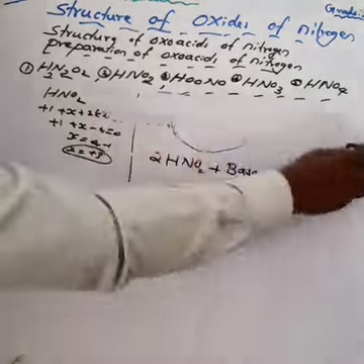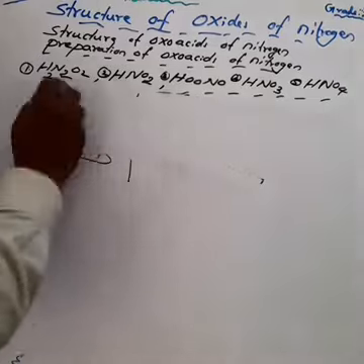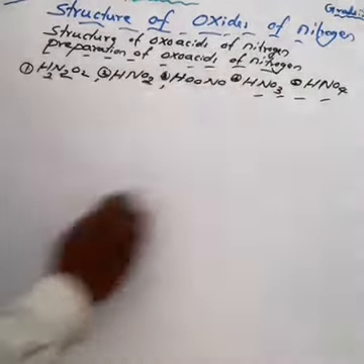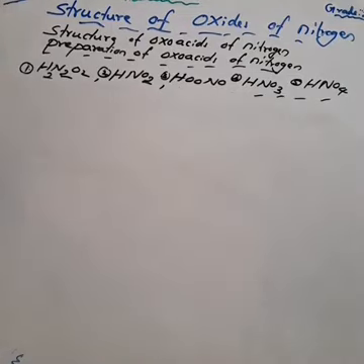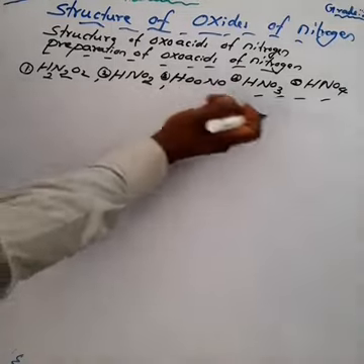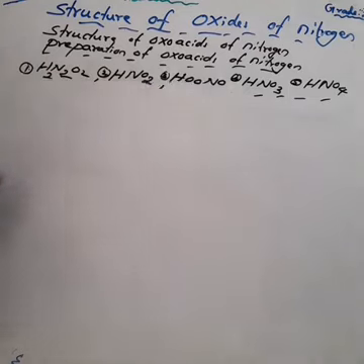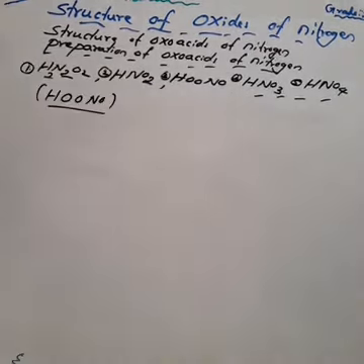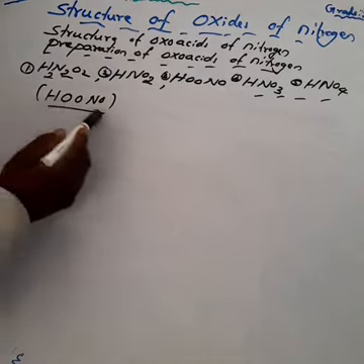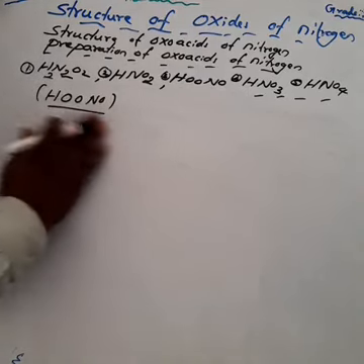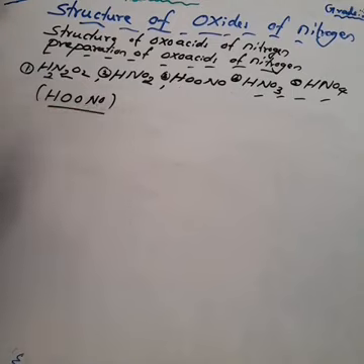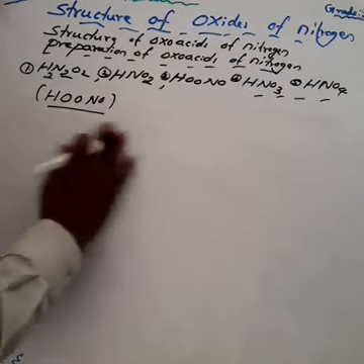Next, about pernitrous acid. What is the difference in the formula? Pernitrous acid has one extra oxygen compared with nitrous acid, because nitrous acid has 2 oxygen and here we have 3 oxygen, with 1 nitrogen and 1 hydrogen in each. What is the formula of pernitrous acid? HOONO.